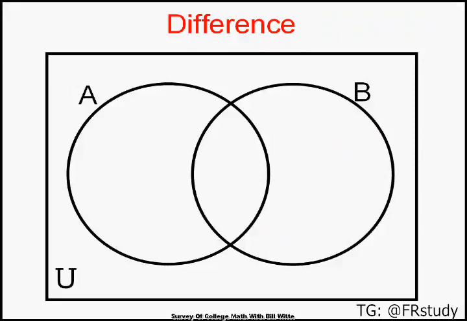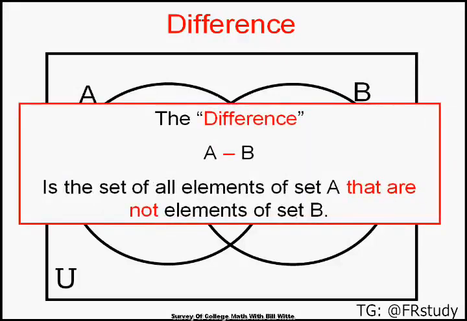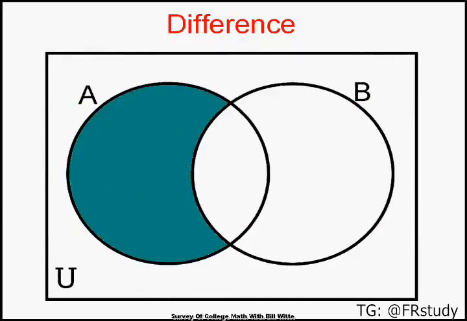Let's do another one. What would A minus B be? The set of all the members of A that are not elements of B. See, not so bad, is it? All the elements, that's A minus B.